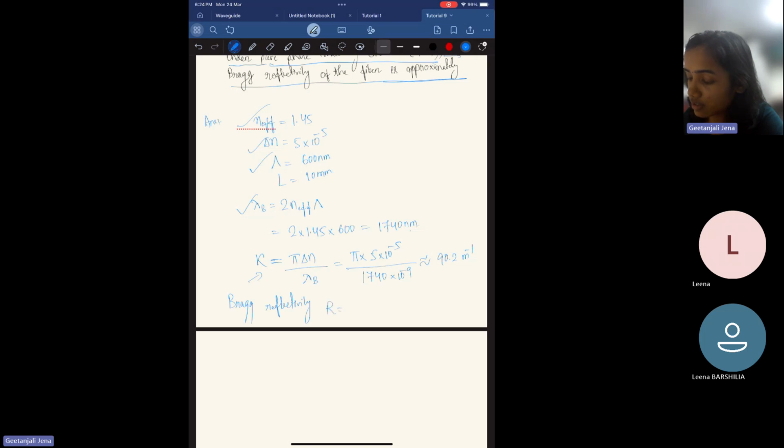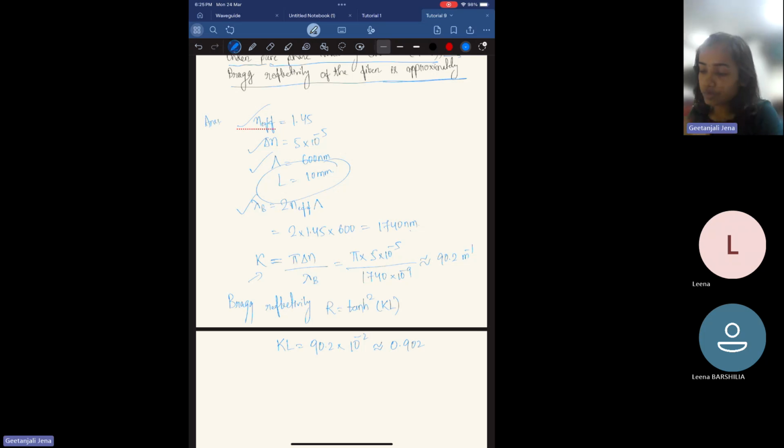So R is tanh squared of kappa L. So kappa is 90.2 meter inverse, and L is given as 10 millimeter, so 10 to the minus 2 meter. So kappa L is 0.902.